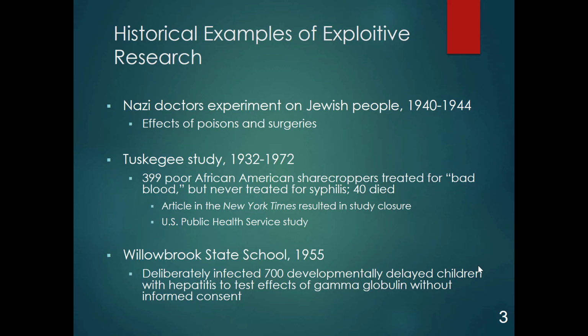The other one was the Willowbrook State School in 1955, where they deliberately infected 700 developmentally delayed children with hepatitis to test the effects of gamma globulin without informed consent. So basically they were testing the effects of that medication without anyone's consent, because as you're going to learn later on, people with any kind of mental or developmental challenges are not able to give consent, and so you can't just do a study on them, but that is something that you're going to learn later on.